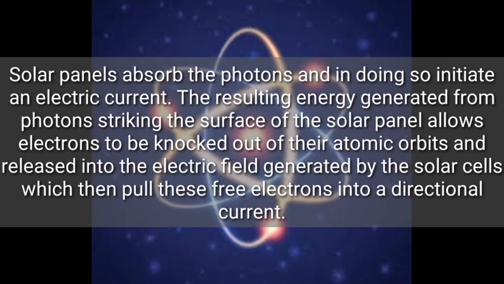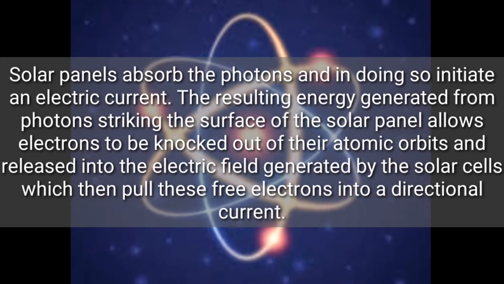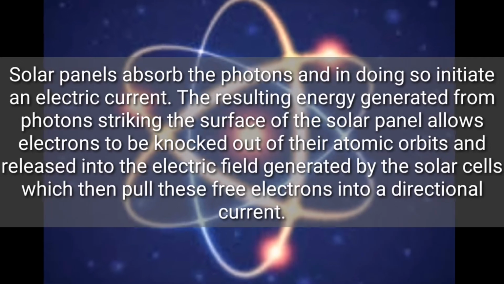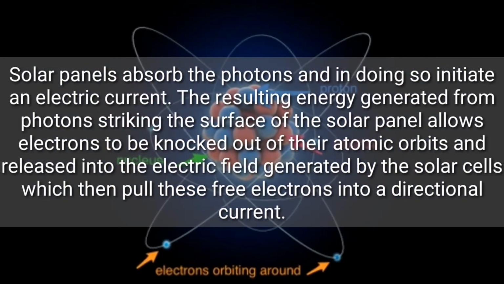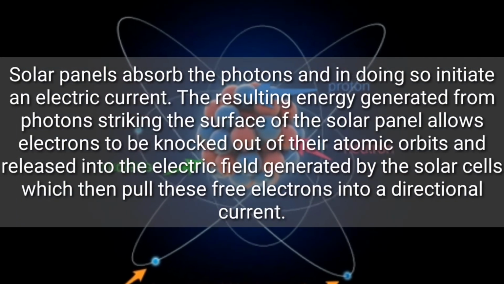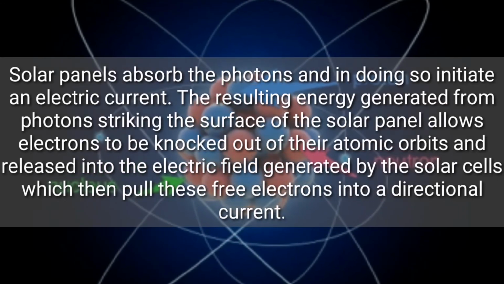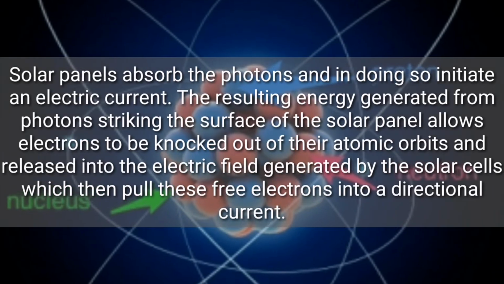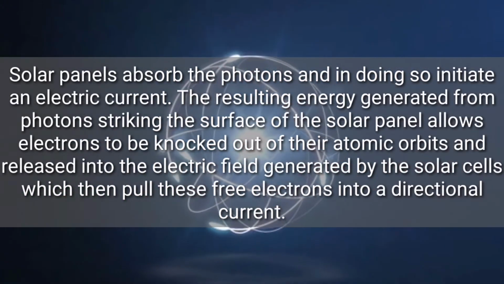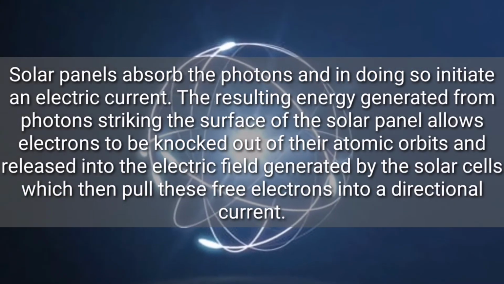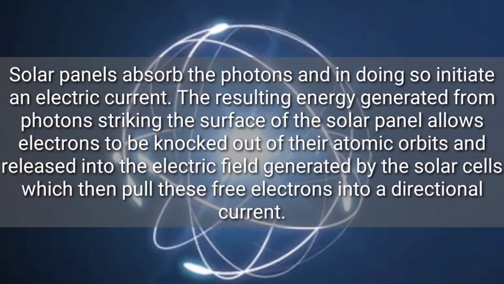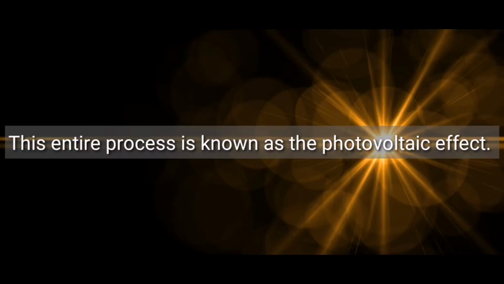Solar panels absorb the photons and, in doing so, initiate an electric current. The resulting energy generated from the photons striking the surface of the solar panel allows electrons to be knocked out of the atomic orbits and released into the electric field generated by the solar cells, which then pulls these free electrons into a directional current. This entire process is known as the photovoltaic effect.